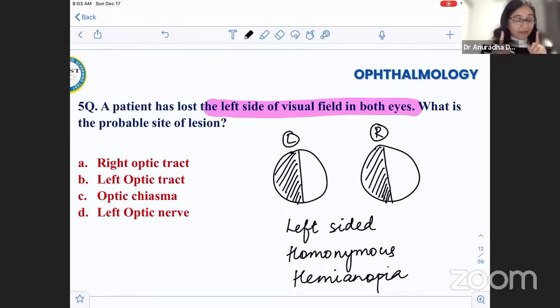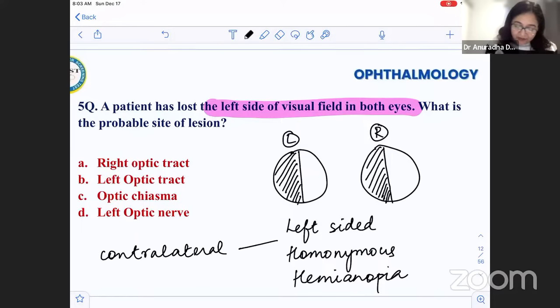Some of you are very rightly saying that homonymous hemianopia will be seen in lesions of the optic tract, and the site of the lesion will be contralateral. So if it is left-sided homonymous hemianopia, the lesion will be on the right optic tract. So your answer is right optic tract.